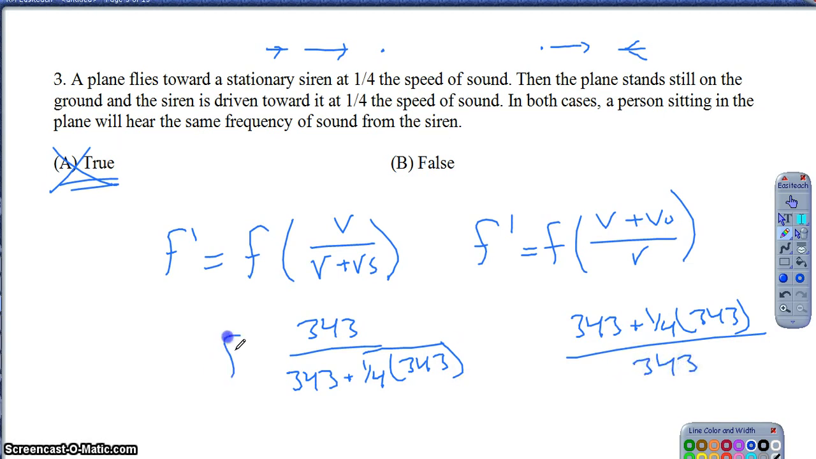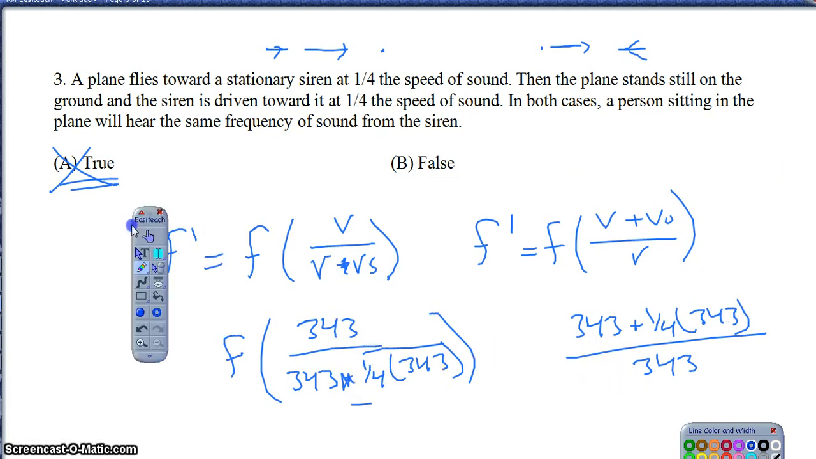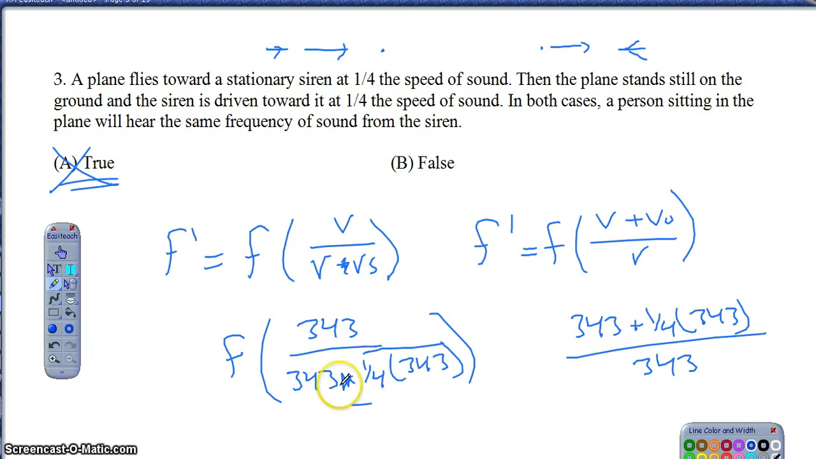And so, in fact, we can see by looking at this, and excuse me, this wouldn't be addition on bottom, this actually would be subtraction. That makes more sense since it's moving away. Or moving towards. But anyway, if we look at this, what we actually see is these are not the same fraction. These are not the same ratio. 343 divided by this difference is not the same thing as that sum divided by 343. They end up being a different ratio.